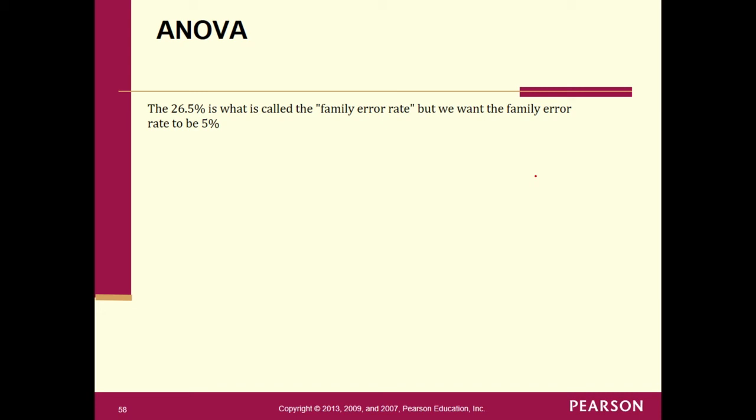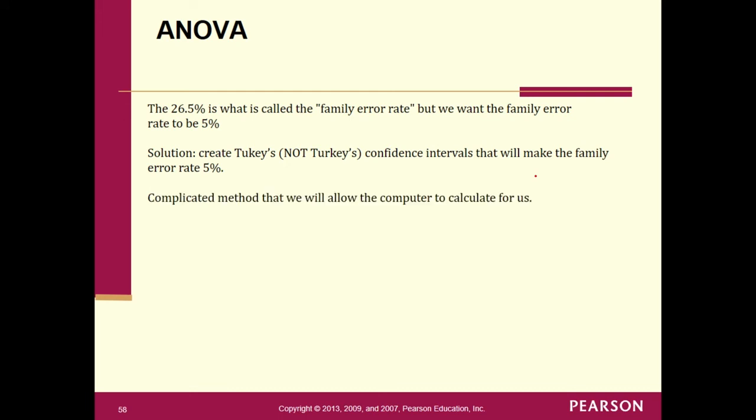So there's a solution that a very famous statistician came up with, and that is to create Tukey's. It's not turkey, Tukey's confidence intervals that will make the family error rate 5%. Now, this is a very complicated method with a very complicated probability distribution, so we're not going to go through the calculations. We'll allow the computer to do that for us.